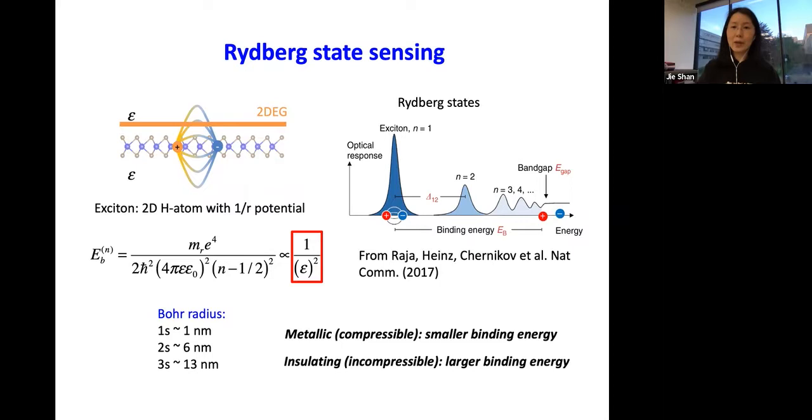Right? In this system, both the electron-hole continuum, which is the band gap, and the binding energy are screened by that dielectric environment, so they both shift. The end result is that for strong screening, we would expect, for example, this n equal to 2 state to redshift. And if there is less screening, it's a kind of blue shift.